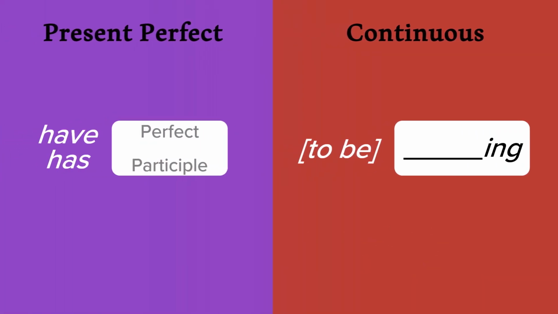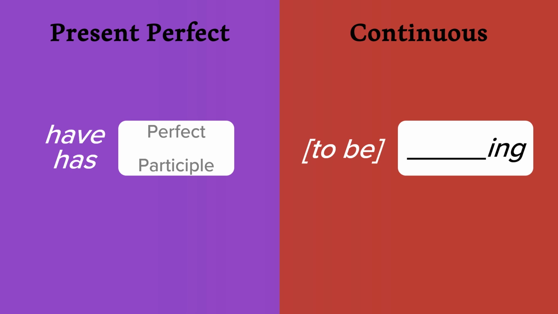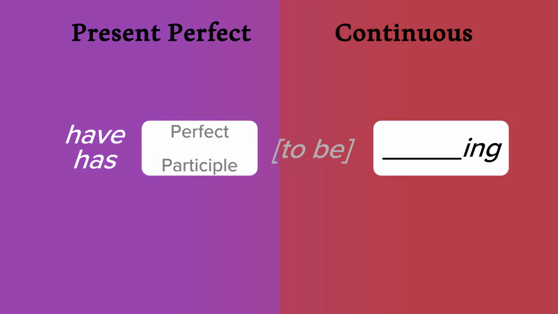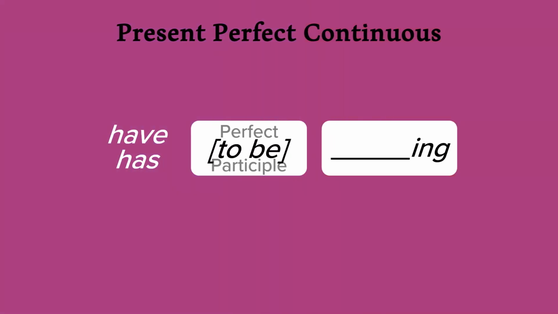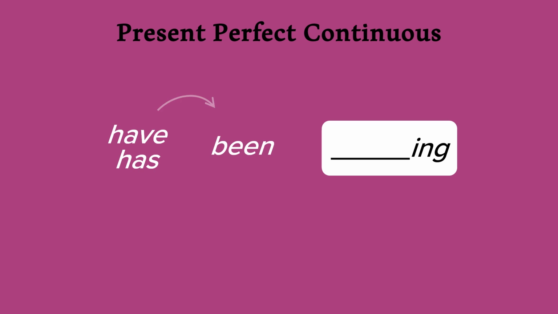Let's combine these two styles to create the present perfect continuous form. We start with have or has followed by the perfect participle. We also have to be followed by an ing verb. Merge them together so that there's an overlap in the middle. And now the verb that follows have or has is not the main verb, but to be. To be in the perfect participle form is been. The final result is this: have or has, been, verb ing.